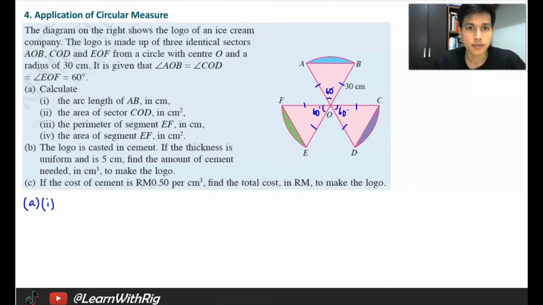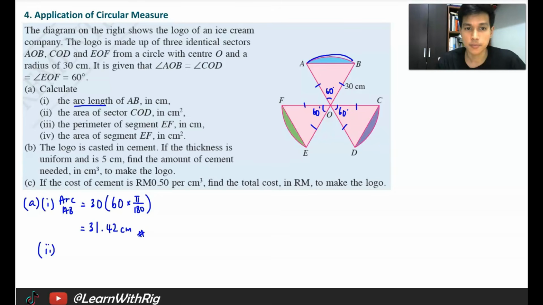Okay, question A. They ask you to calculate the arc length of AB. Where is AB? AB is here. So what's the formula? S equals r theta. So arc AB equals, radius is 30, theta is 60, please change it to radians. So you should get your answer 31.42 cm. Okay, that's the first one.